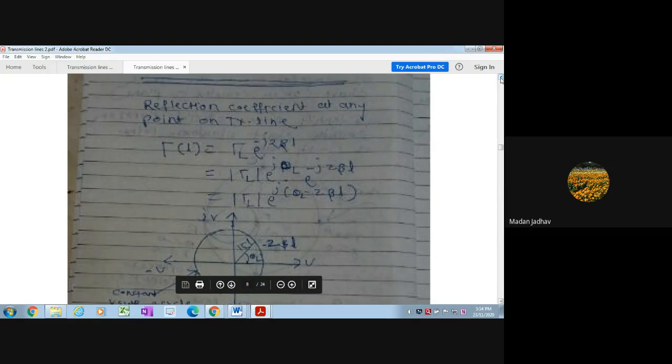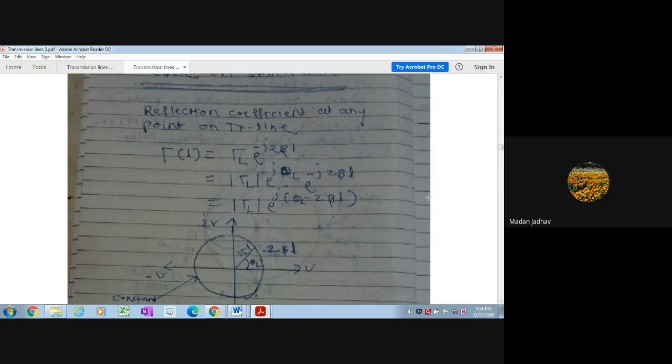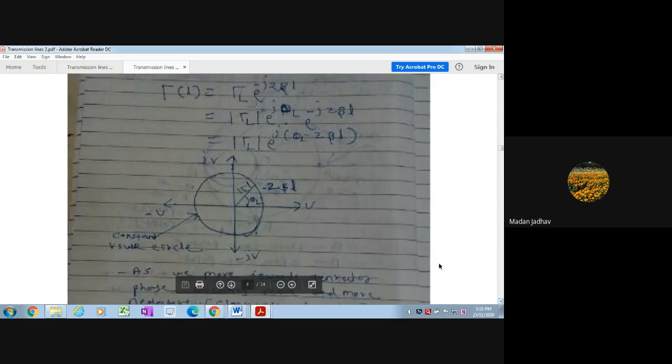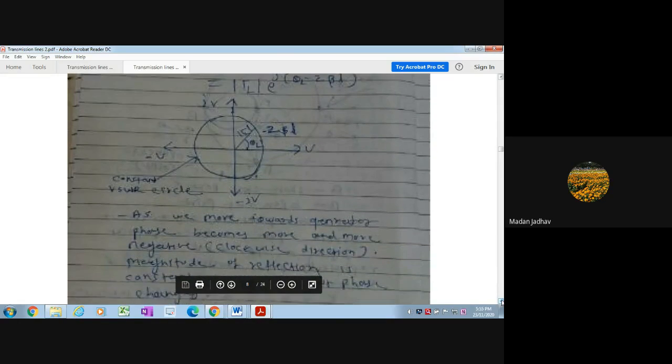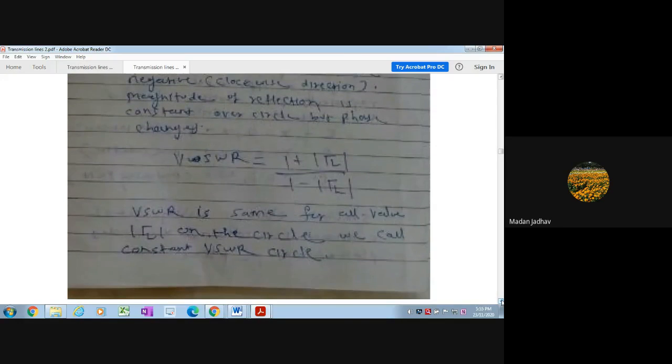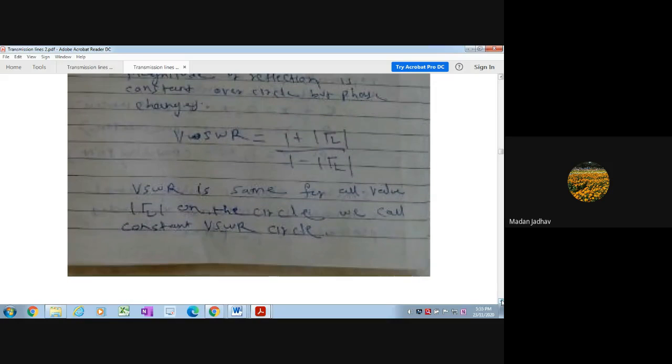The reflection coefficient at any point on the transmission line is given by this equation. We have actually seen this equation in the equations for the voltage and the current. The same equation we are using in the reflection coefficient complex plane. And this we have already seen: VSWR means 1 plus reflection coefficient magnitude divided by 1 minus reflection coefficient magnitude.